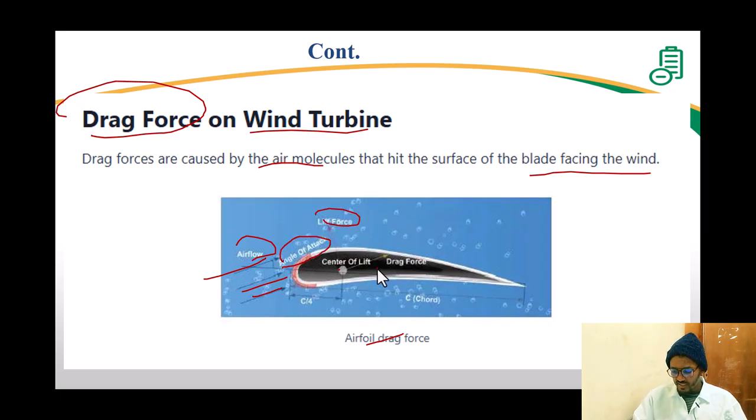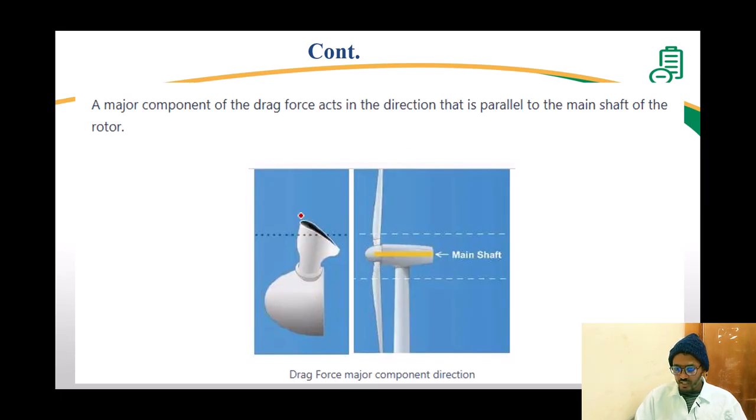To make it clear, you have this, the rotor, and here we have the main shaft, right? A major component of the drag force acts in the direction that is parallel to the main shaft of the rotor. When the wind is right here, the force will affect the main shaft, this one.